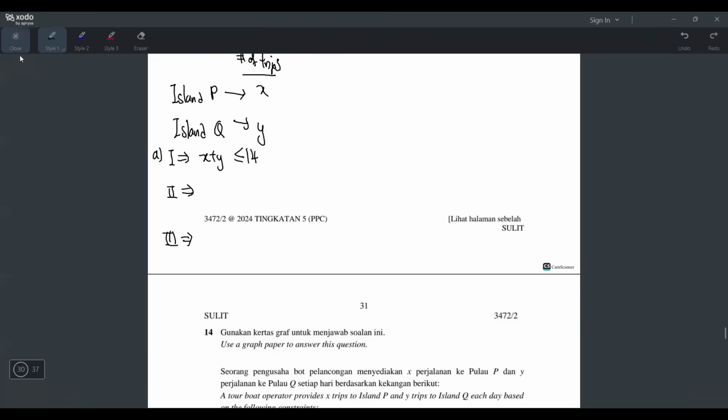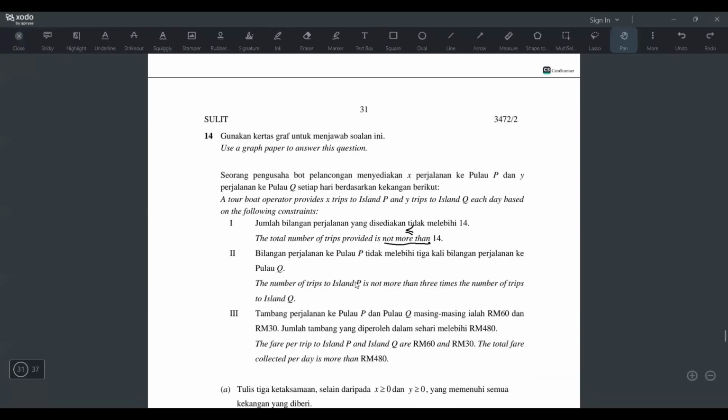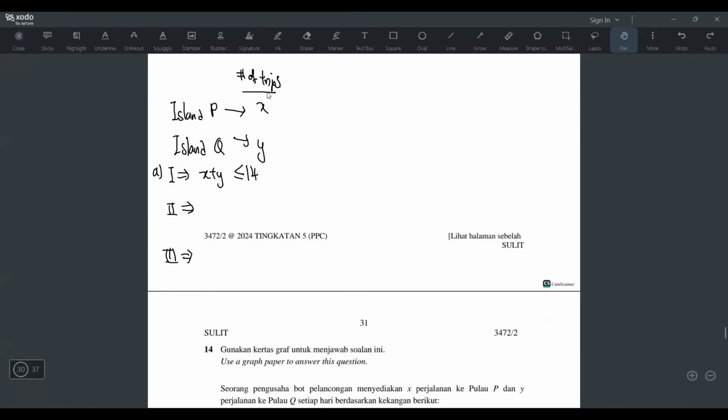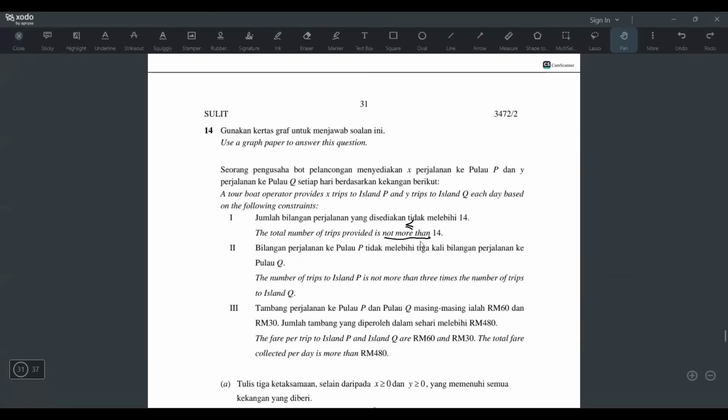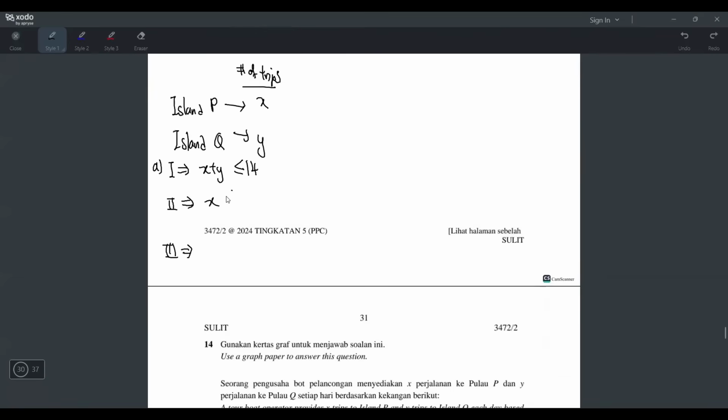Next one, let's read. The number of trips to island P is not more than 3 times the number of Q. So not more than means smaller or equals. Number of trips to island P, we use X to represent island P, right? So X, and then they say not more than 3 times island Q. So less than or equals 3 times island Q, which is Y. So that's the second one.